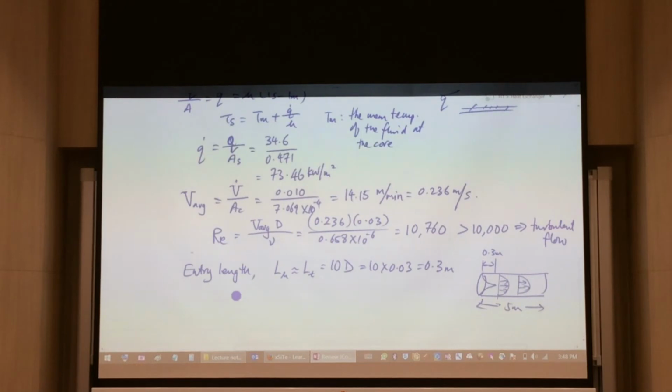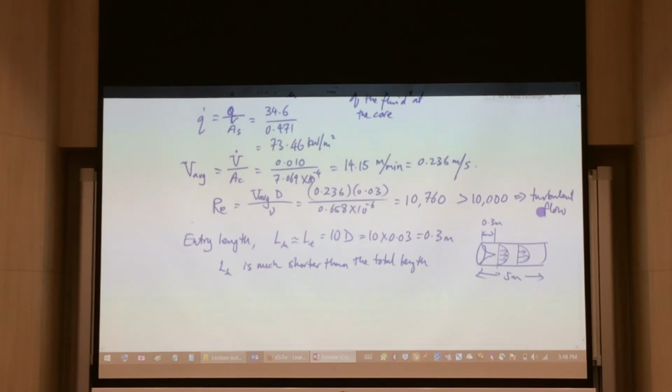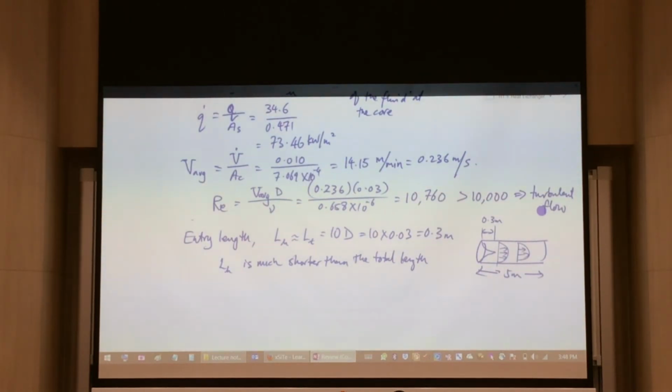So this LH is much shorter than the total length of the tube. So that's why we could assume that it is fully developed turbulent flow. Okay.